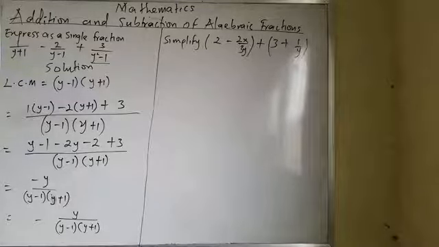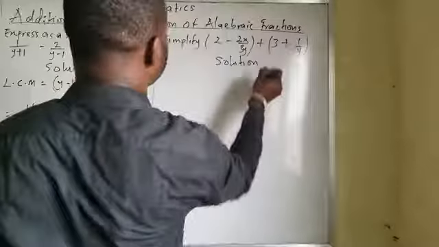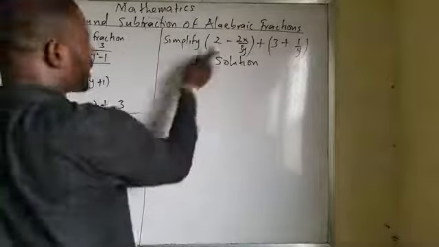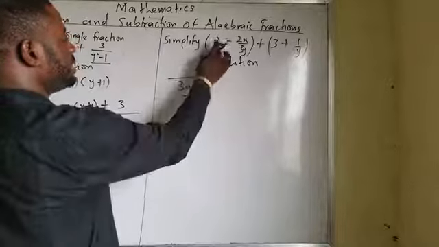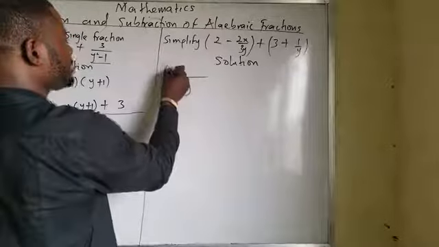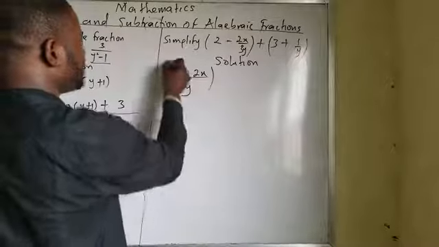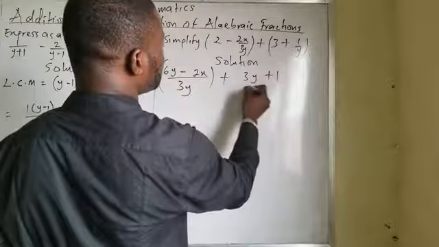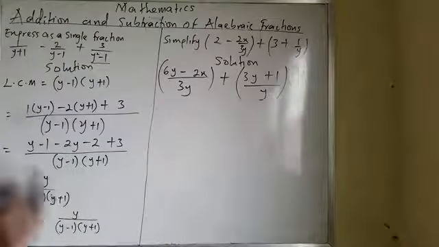Now, let's look at this. It's a simple one. Solution to this problem: the first thing I need to do is work on the bracket of the first one, where the LCM is 3y. This in this will be 3y, 3y, it will be 6y minus 2x. That is the first bracket, plus this also will be 3y plus 1 divided by y. I find the LCM.